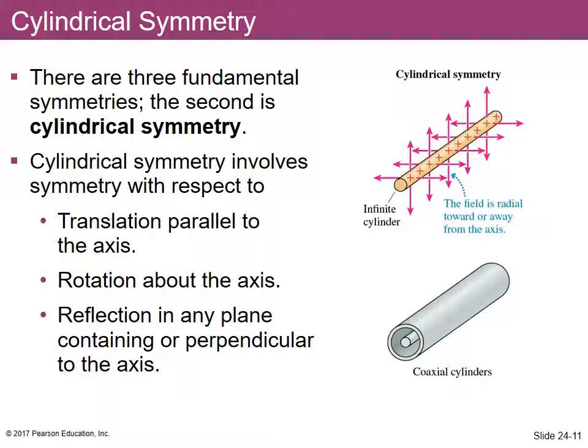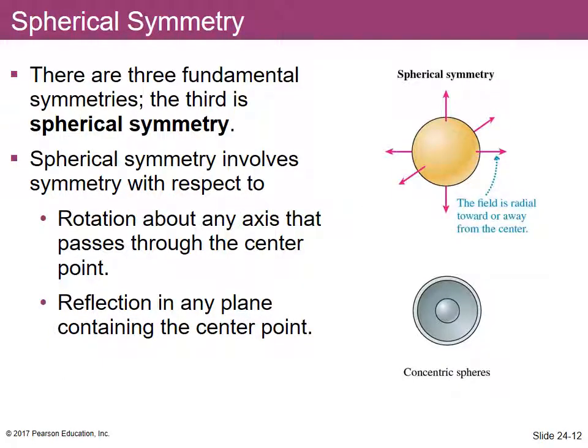The second is cylindrical symmetry. Cylindrical symmetry involves symmetry with respect to translation parallel to the axis, rotation about the axis, and reflection in any plane containing or perpendicular to the axis. The third is spherical symmetry. Spherical symmetry involves symmetry with respect to rotation about any axis that passes through the central point, and reflection in any plane containing the center point.